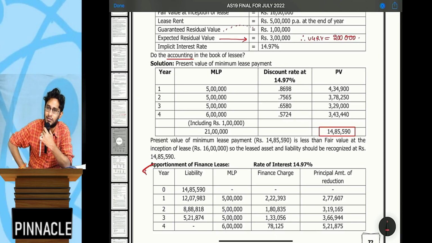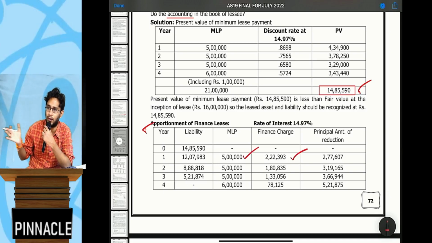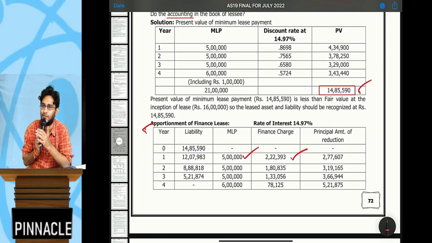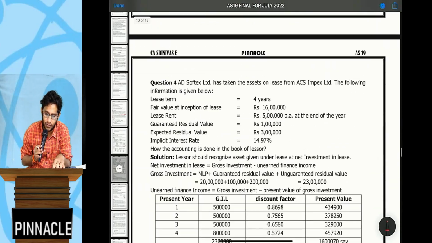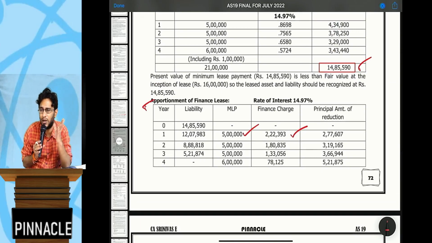What is the first entry? Asset on lease to lease liability, with the asset amount. First year, interest expense account debit to lease liability with the first year interest charge. Like that, lease payment, lease liability to bank, first year lease liability 5 lakhs. Like that you have to go on. What happens in the last year depends on the real value of the asset, and our accounting will follow that. That's why, when asked to do full accounting, we go to the level where closing balance should be GRV.